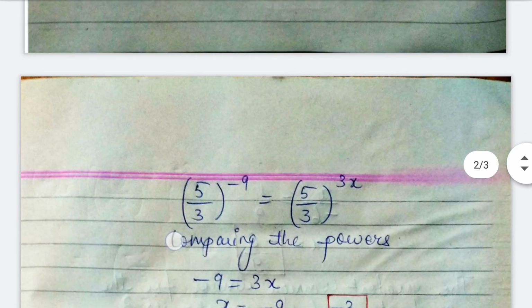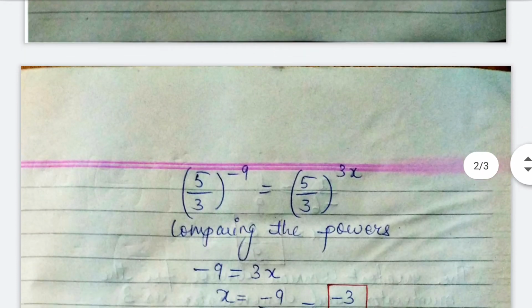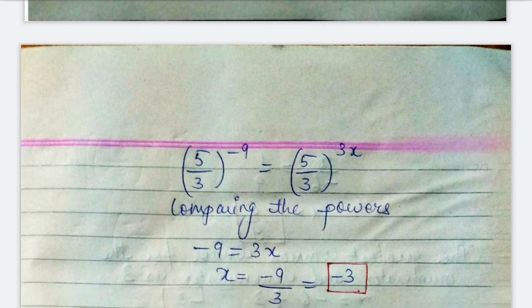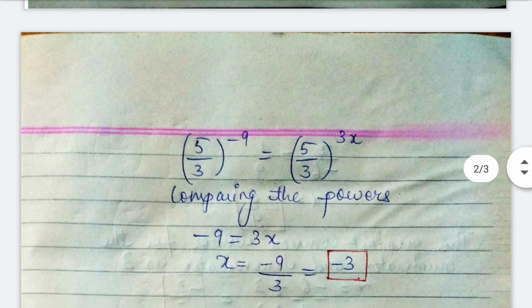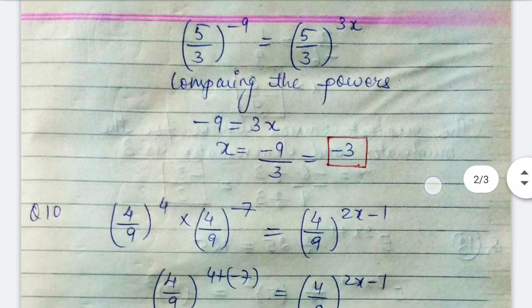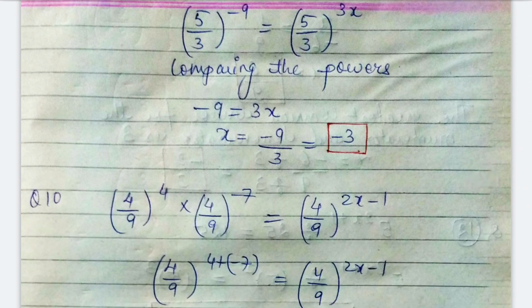Now 5 by 3 to the power minus 9 is equal to the right hand side, 5 by 3 to the power 3x. Now comparing the powers: if bases are same on the left hand side as well as on the right hand side, we can easily compare the powers, right? It means minus 9 is equal to 3x and x is equal to minus 3 is your value. Similarly, question number 10 is very similar to question number 9. Simply add 4 plus minus 7 is equal to 2x minus 1 and you will get the answer.